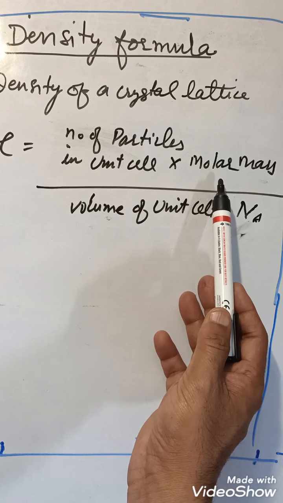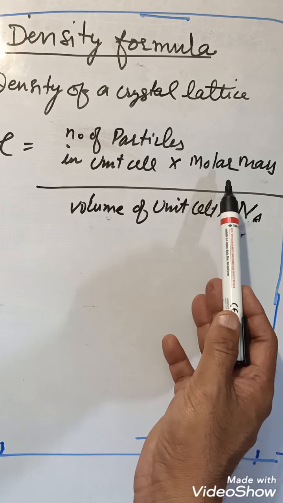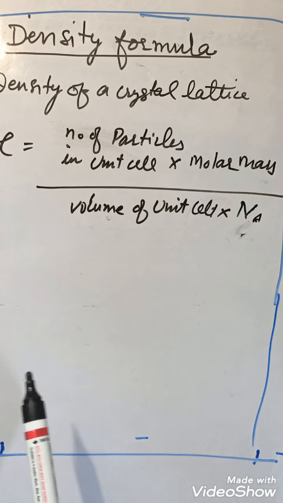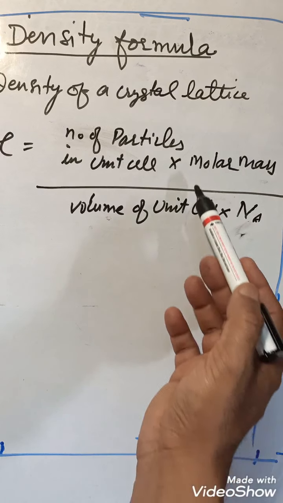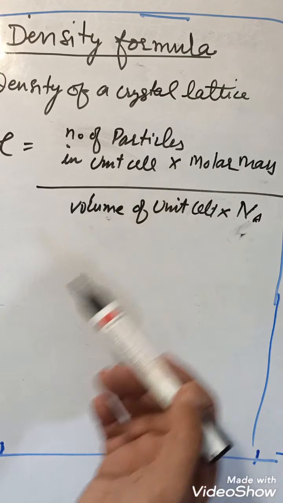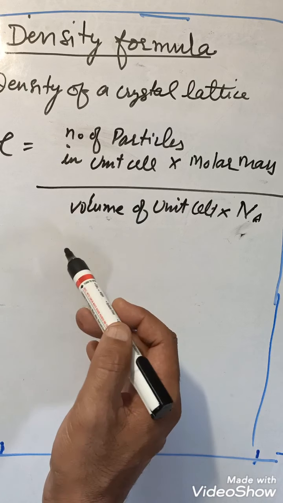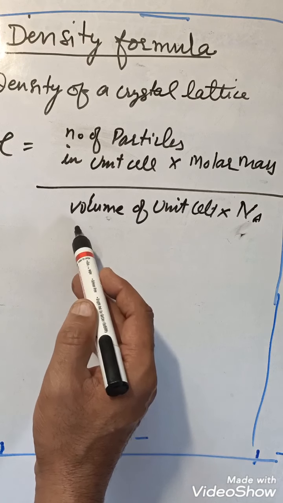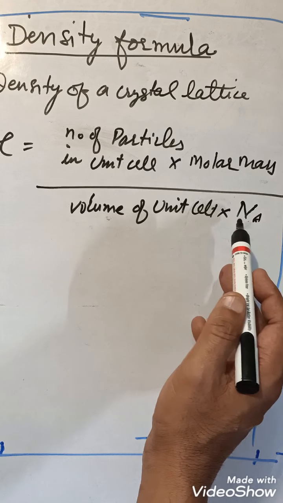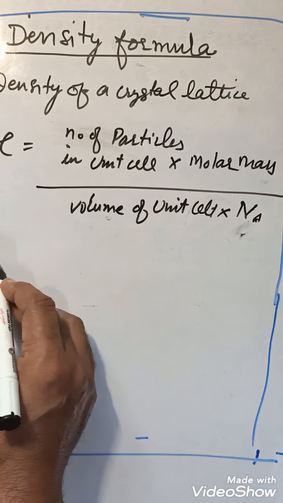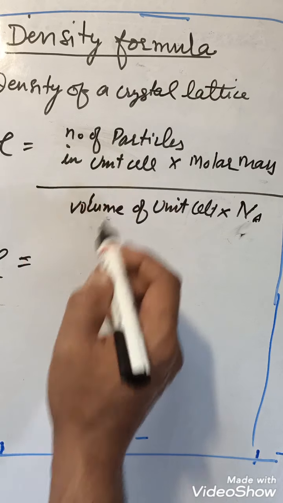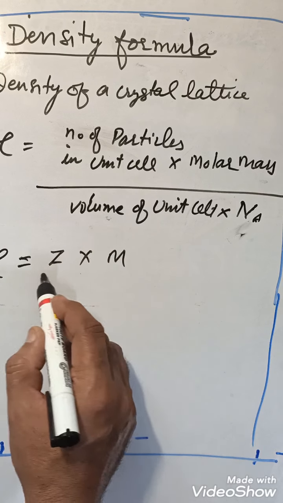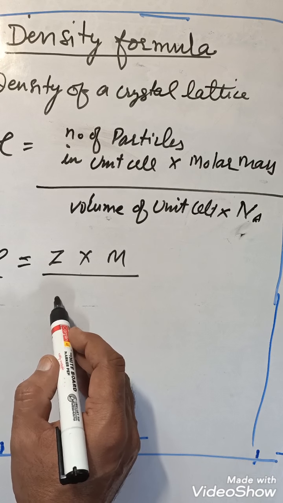of crystal, NaCl crystal, cesium chloride crystal, whatever type of crystal, aluminum crystal. In case of aluminum, it will be atomic mass. In case of a compound, it will be molar mass. Or in case of an ionic compound, it will be formula mass divided by volume of unit cell into Avogadro's number. So it is number of particles, suppose it is Z, molar mass M divided by volume of unit cell.